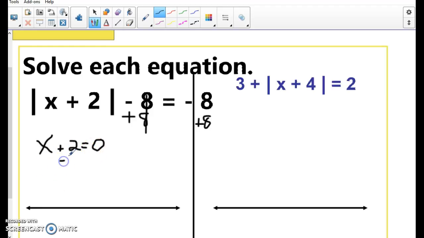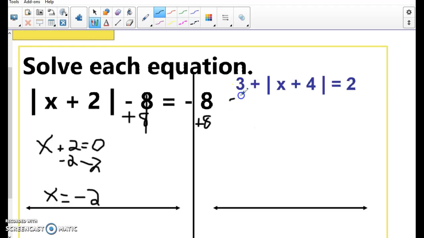And I would still solve it the same way. I would subtract 2, so x is going to be negative 2. That's the only number that works for this answer. So when you see 0 as your answer, there's only going to be one solution, and it's whatever you get when you solve it.